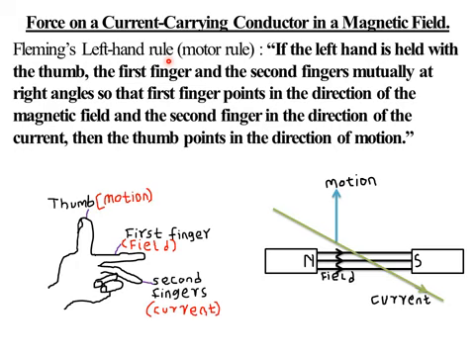To predict that force, we use what we call Fleming's left-hand rule, also called the motor rule. The motor rule or Fleming's left-hand rule states that if the left hand is held with the thumb, the first finger and the second finger mutually at right angles, so that the first finger points in the direction of the magnetic field and the second finger in the direction of the current, then the thumb points in the direction of motion.